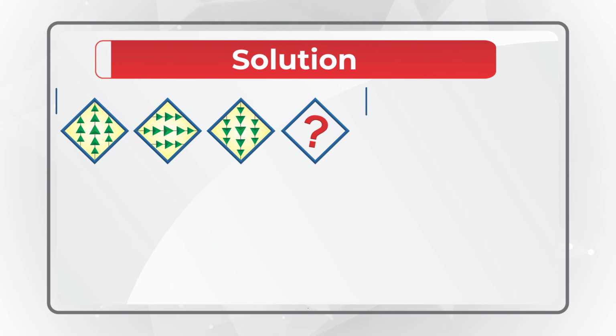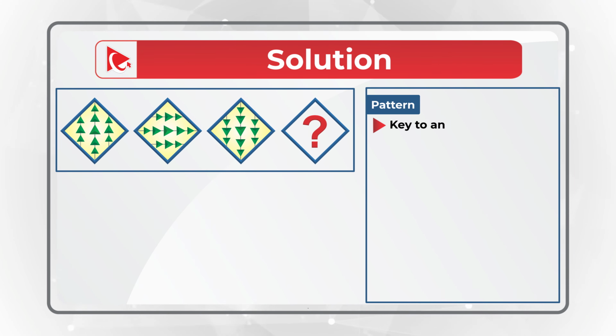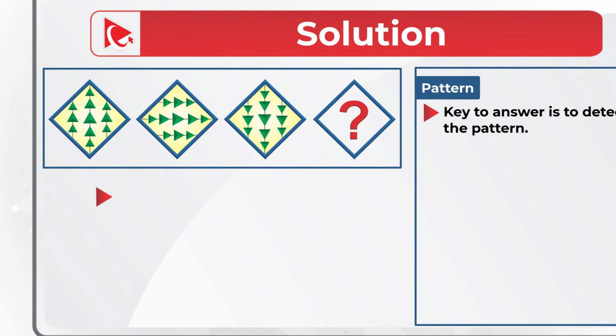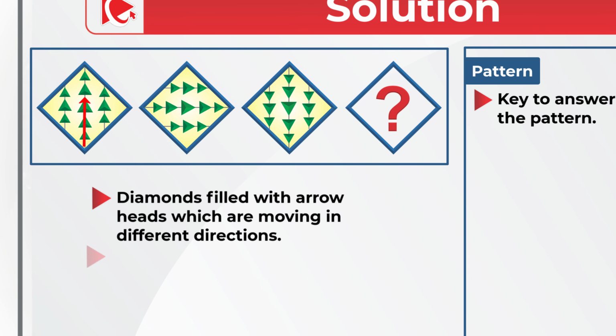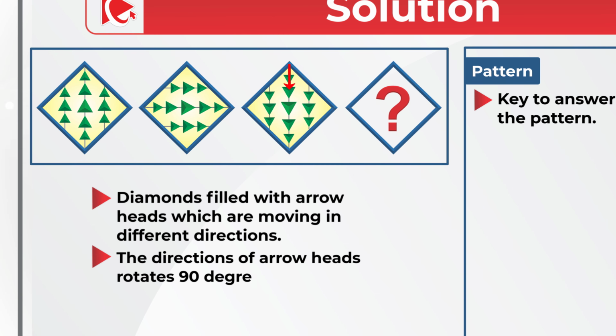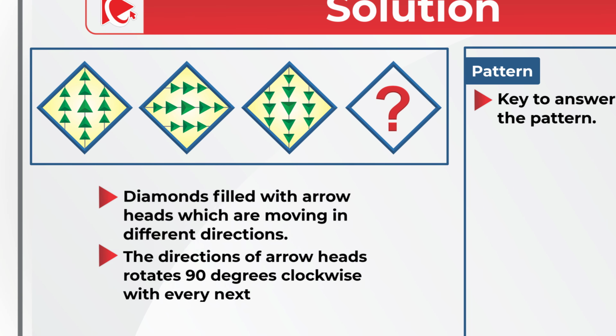As with a lot of other questions, the key to answer this question is to detect the pattern. If you look closely, you will see the diamonds filled with the arrowheads, triangles, which are moving in a different direction. The direction of the arrowheads rotates 90 degrees clockwise with every next shape in the pattern.